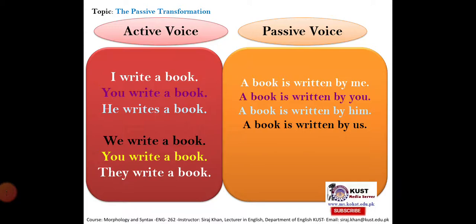You write a book. A book is written by you. You, subjective and objective cases are the same. They write a book. A book is written by them. They becomes them as an object. When it becomes the object of the sentence, we write it them.